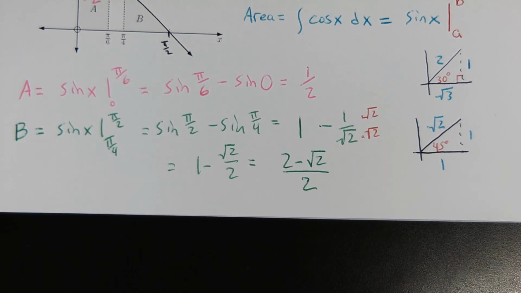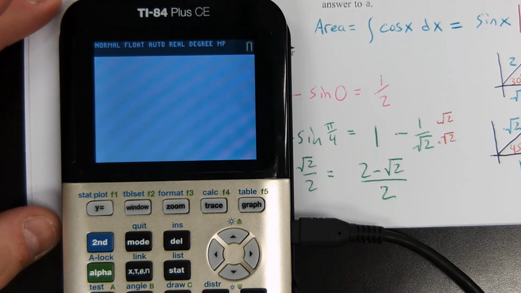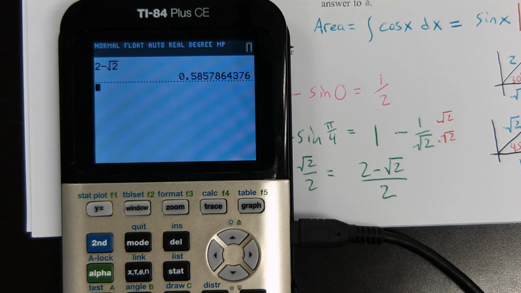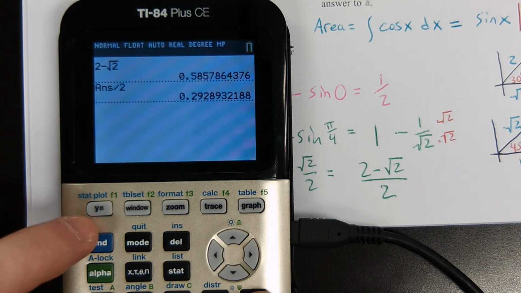Out of curiosity, what is 2 minus the square root of 2, divided by 2? Wow, it's actually a lot smaller. I mean, I honestly thought they were trying to trick us, but hey, you know what?